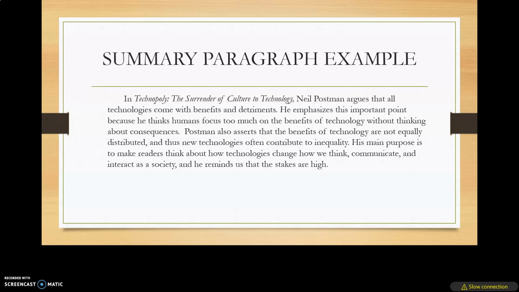Notice how the writer introduces the text in the first sentence and tells us who wrote it, and tells us what the main idea is. It's a very strong opening sentence for a summary. That's our topic sentence. Then the writer elaborates on how those points are made and what Postman's reasoning is. And this summary, which is only a few sentences long, gives us an idea of what this whole book is about. So then we can decide, do we want to read this book based on this summary?